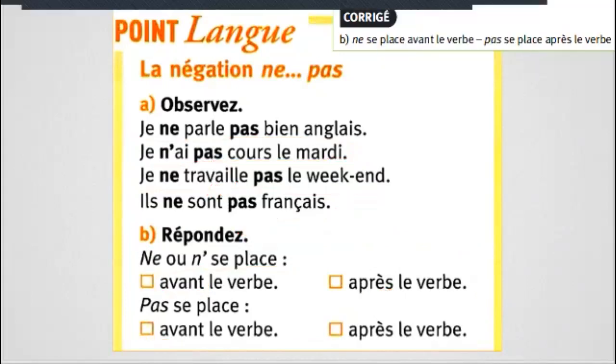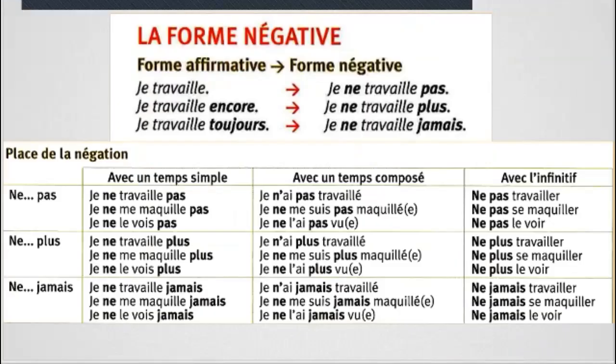And we can see more grammar points for information. You can see that there is a form affirmative and a form negative. We can say je travaille, je ne travaille pas. I work, I don't work. Or we can also say je travaille encore, I still work. The negation will be I don't work anymore, ne plus.